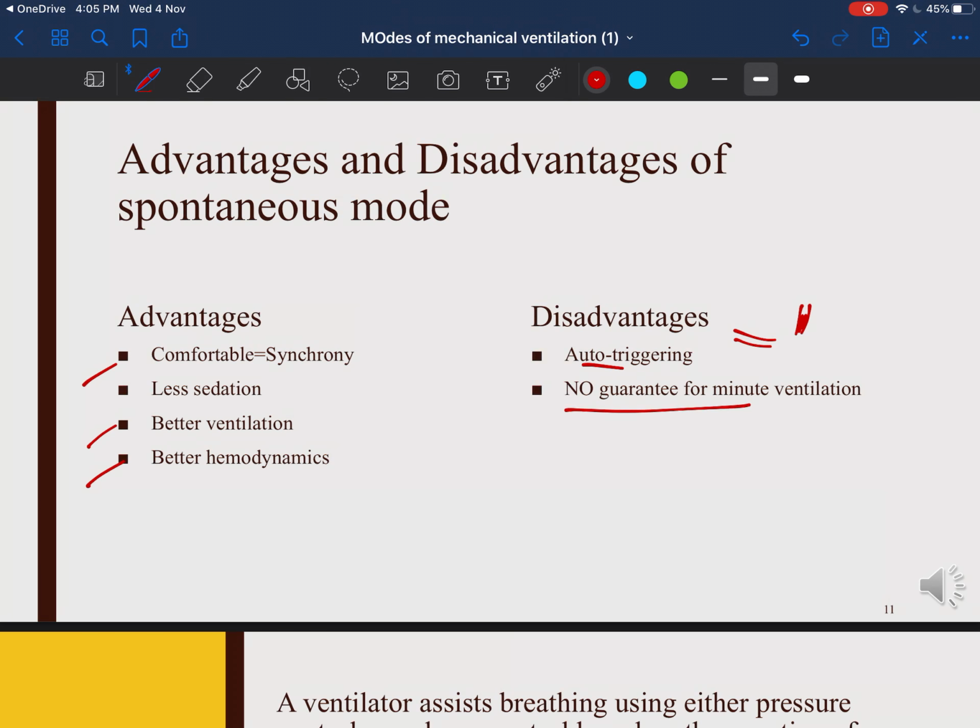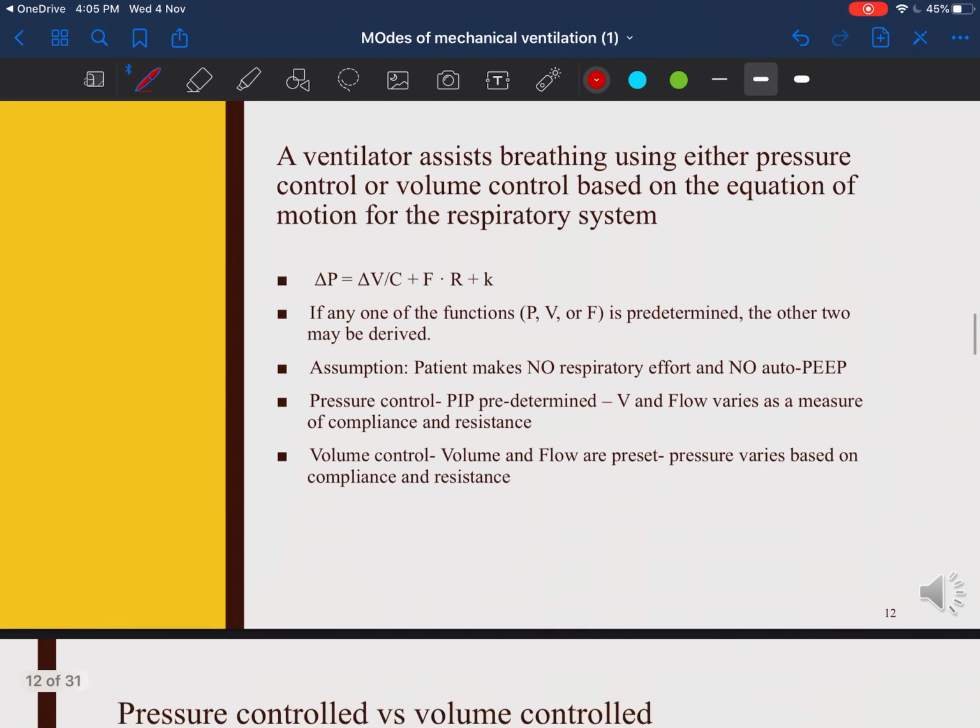No guarantee for minute ventilation means you cannot use a spontaneous mode where a patient has a diminished or an unreliable respiratory drive. So if you want to control respiratory rate, this will be the wrong choice for such patients.